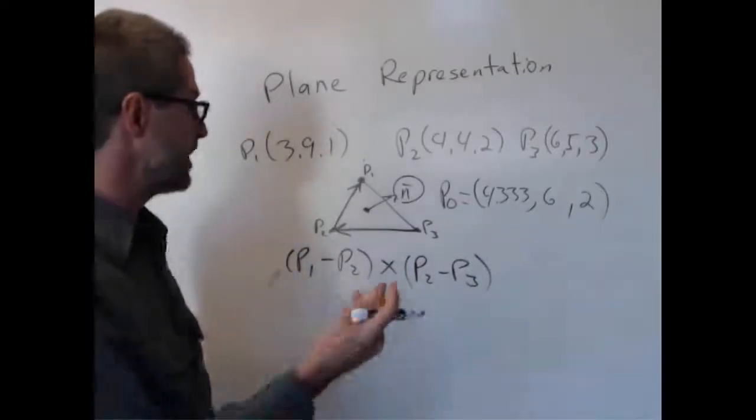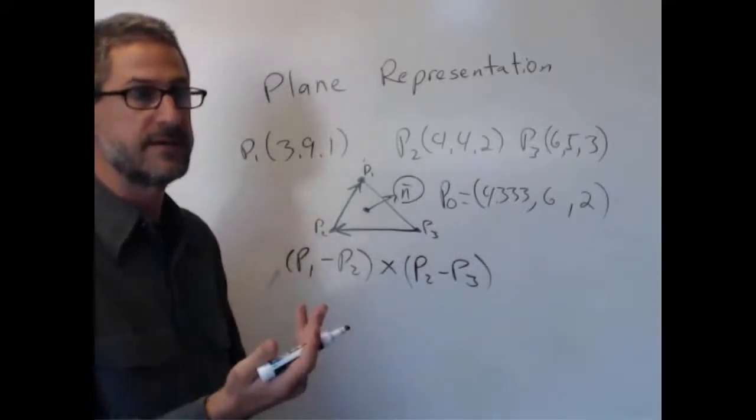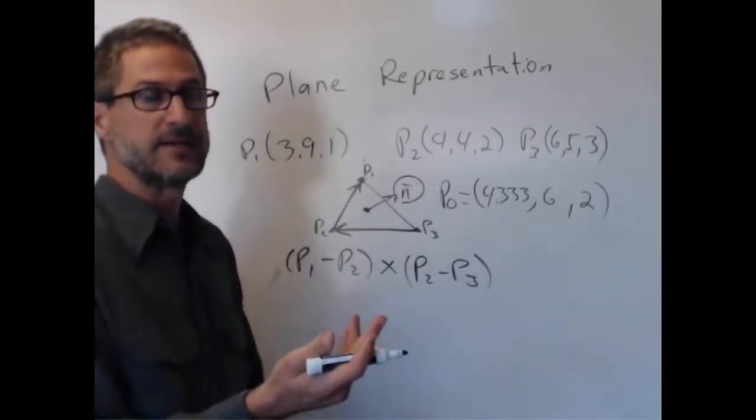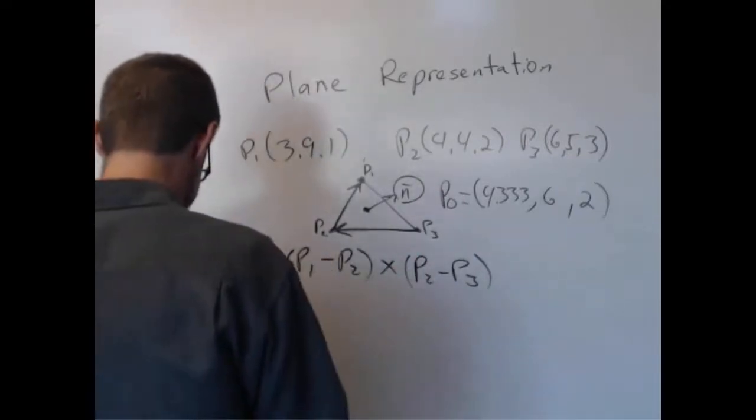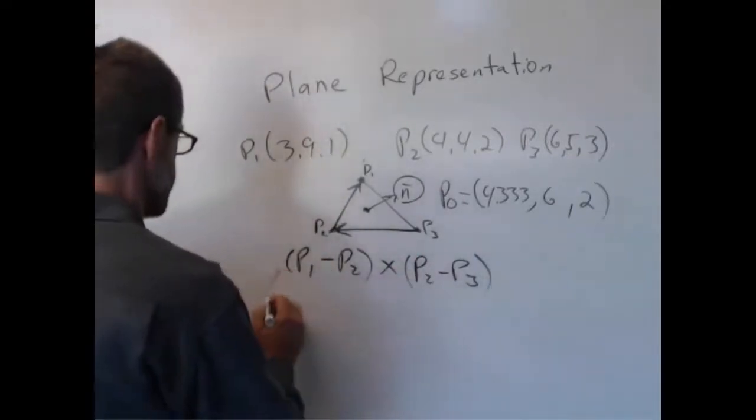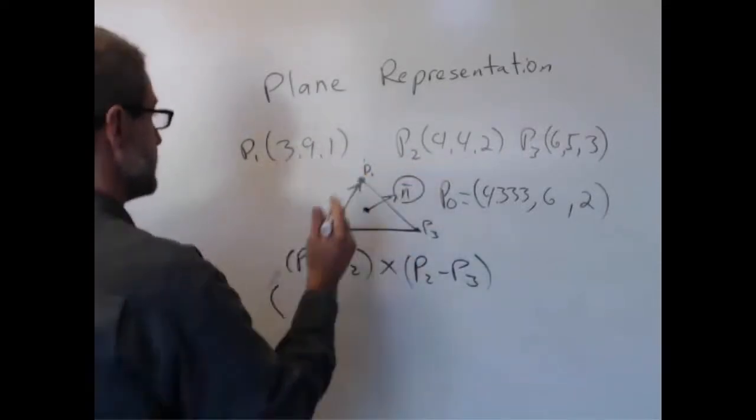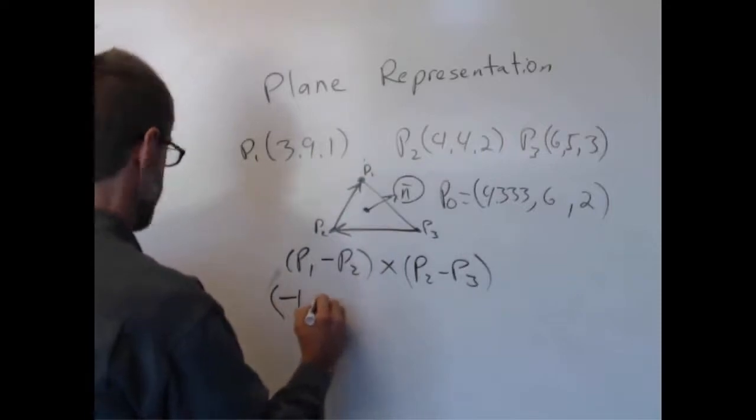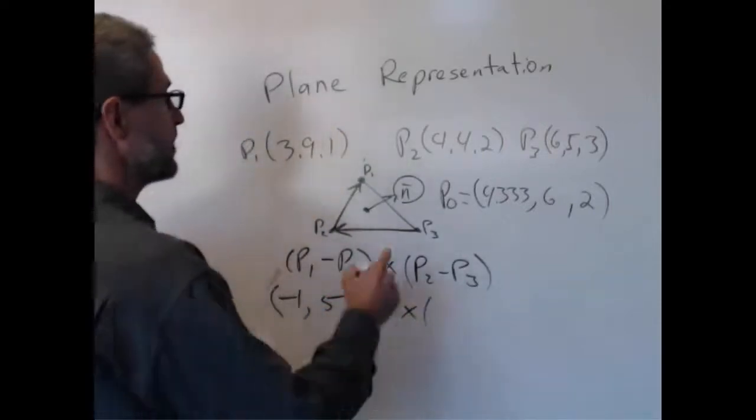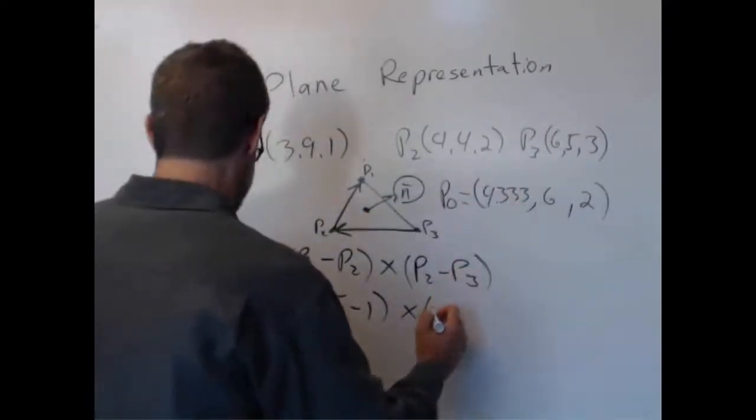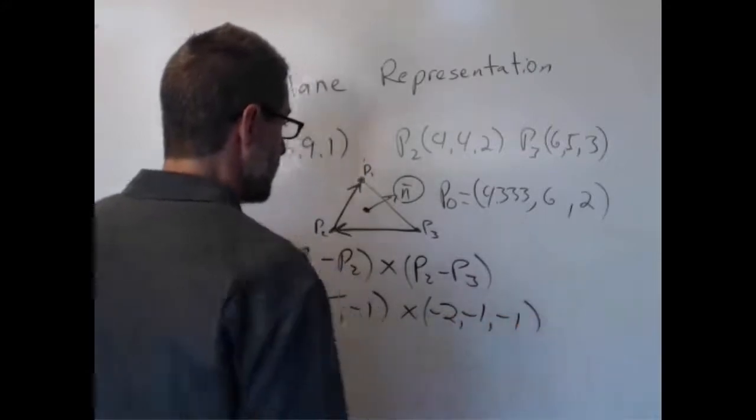Now, it's not a unit normal. When we're done, we'll have to scale it to a length of 1 by dividing each component by the magnitude. But let's go ahead and do it. So P1 minus P2, that's minus 1, 5, minus 1, crossed with P2 minus P3. So that's minus 2, minus 1, minus 1.